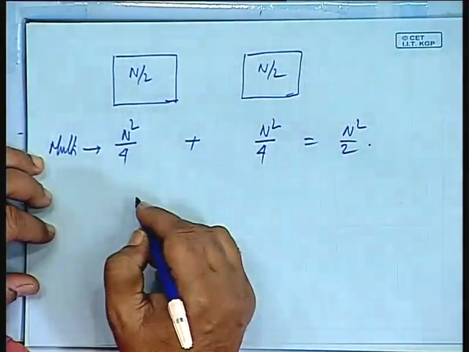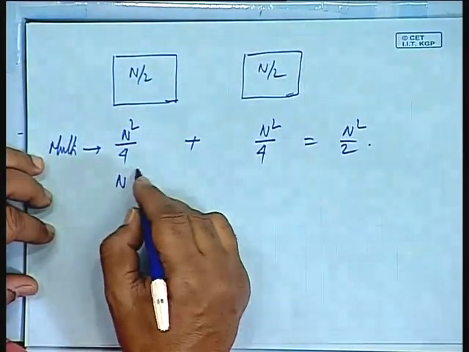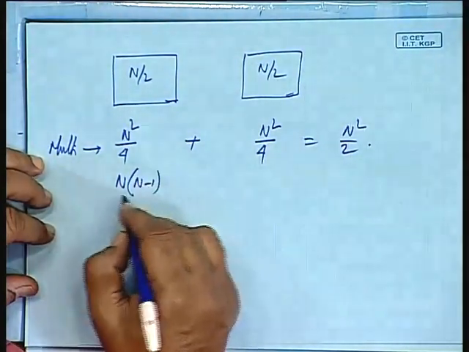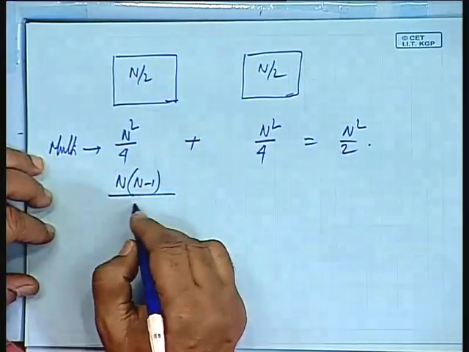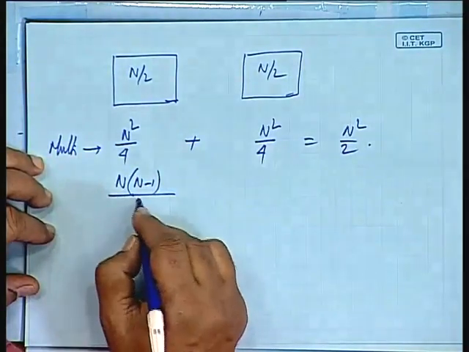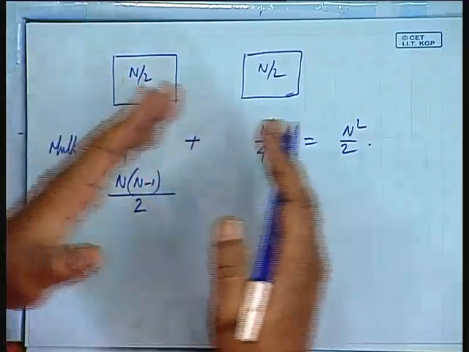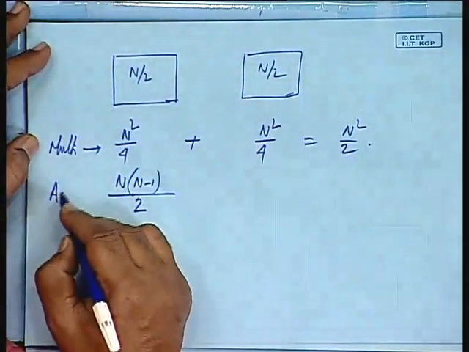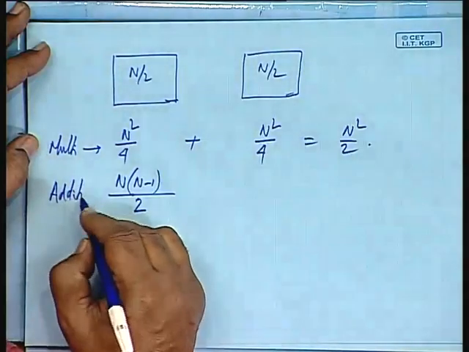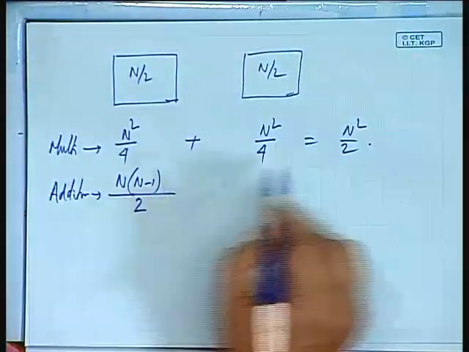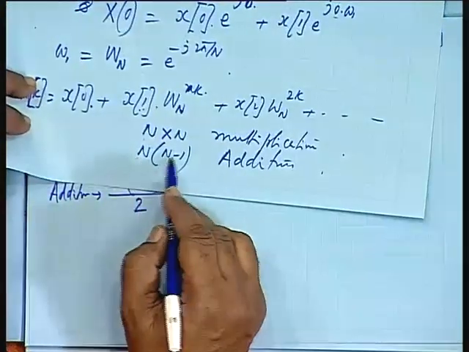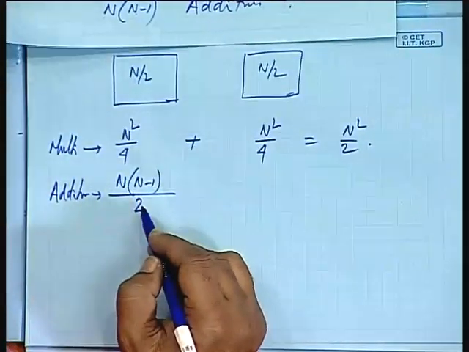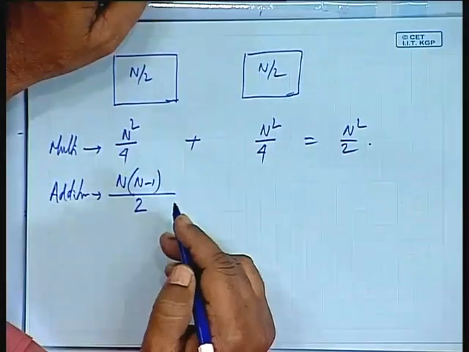Additions similarly, n into n minus 1 by 2, by 4 and by 4. So, again added together it will be additions of this order. So, earlier it was n square, now it is n square by 2. Earlier it was n into n minus 1, now it is n into n minus 1 by 2. So, we have reduced the computation burden.